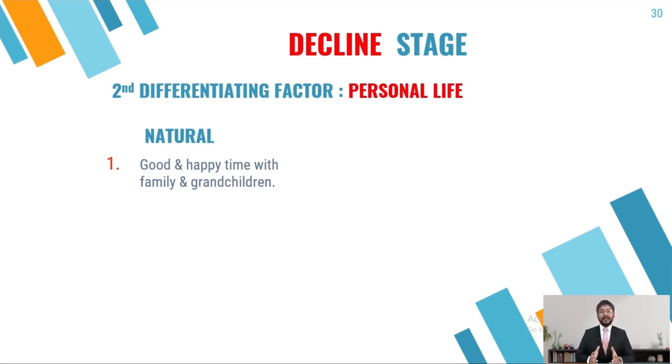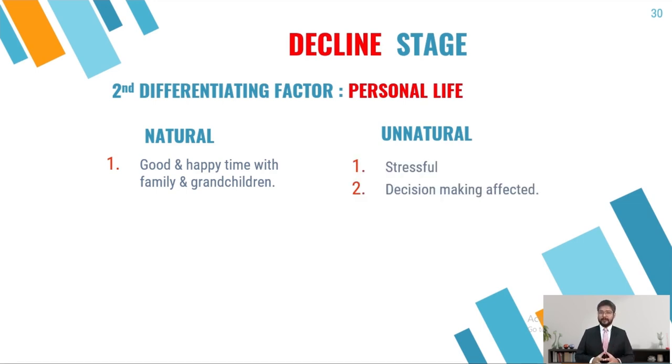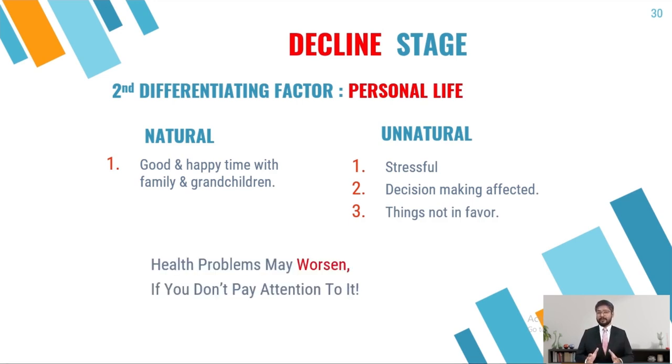But if it is unnatural, that is when you are forced into the decline stage because of factors like a tragedy or failures or something like this, then your life becomes stressful. Your decision making abilities are affected and things may not go in your favor. Also, your health problems may worsen if you don't pay attention to it. Are you facing any of these situations right now? Please mark your score accordingly.